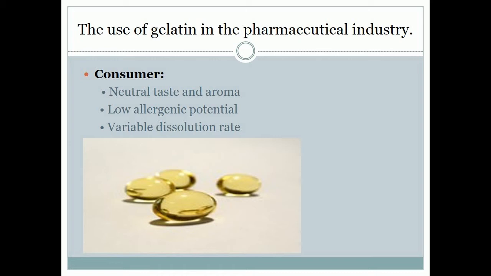On the consumer side, gelatin capsules are easy to swallow and dissolve readily in the body, improving the bioavailability of the active substance. Special coatings provide resistance to gastric juices, allowing for release at different points in the digestive tract.